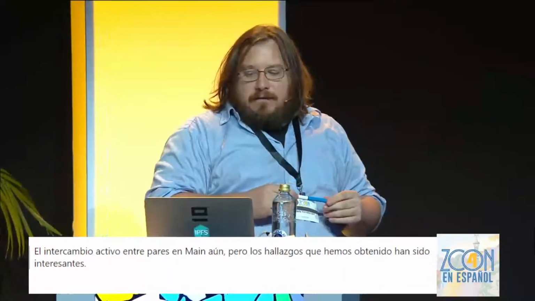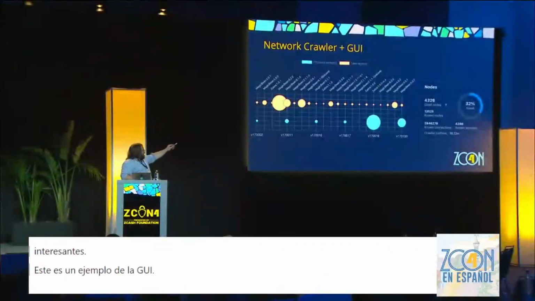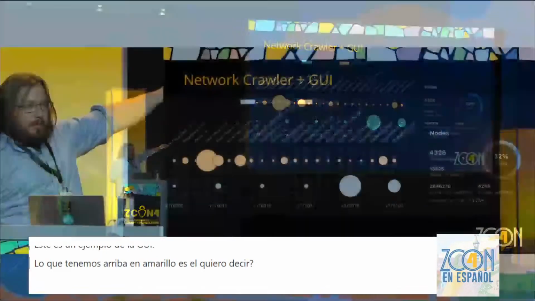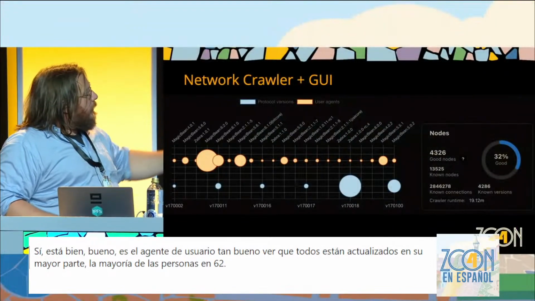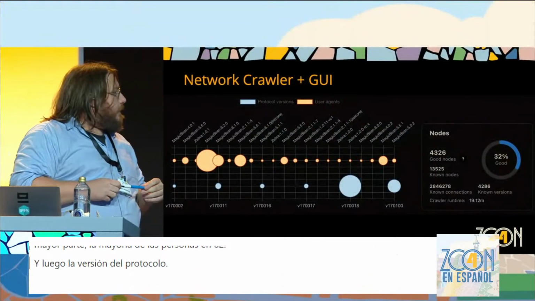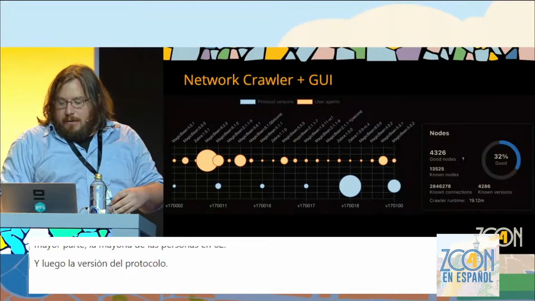This is an example of the GUI. What we have on top in the yellow is the user agent. So good to see everybody's up to date for the most part. Most of the people are on 6.2. And then the protocol version is mostly 170018 with some 100s mixed in there.